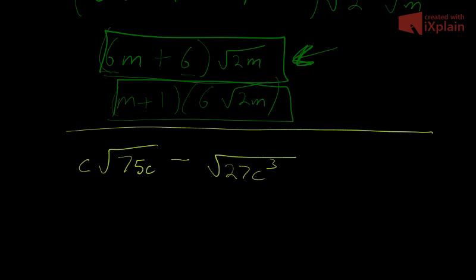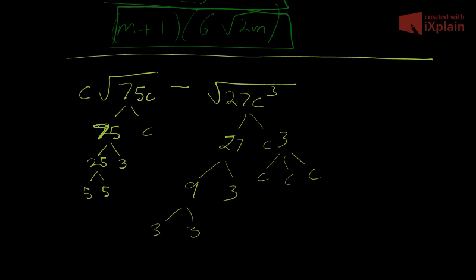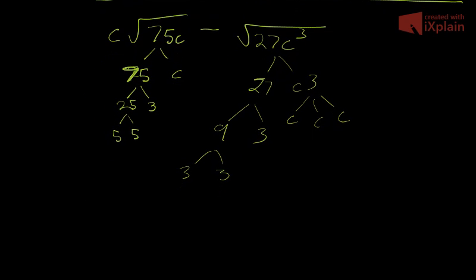So the first thing I'm going to want to do is to factor. So my factors here are going to be 75c, which is 25 and 3. 25 becomes 5 and 5. And this one becomes 27c cubed: 9, 3, 3, 3, and c cubed is going to be c times c times c. Factoring is always exciting. Let's keep on chugging.